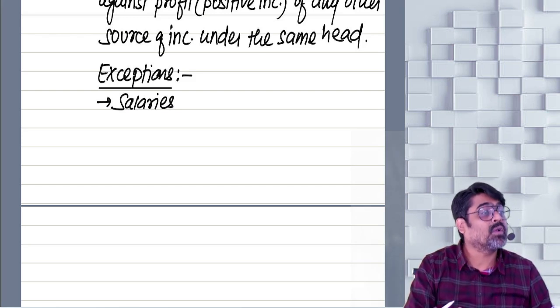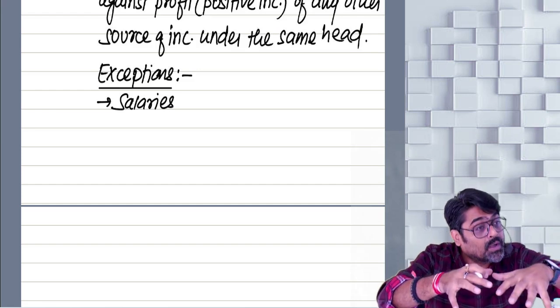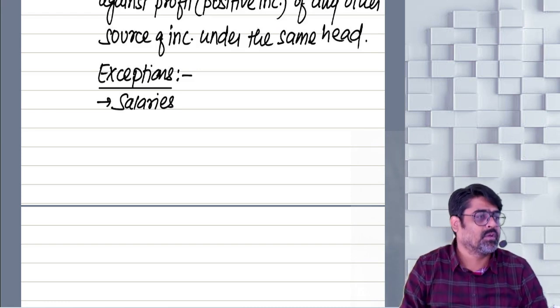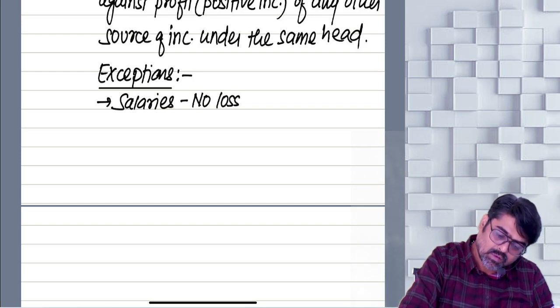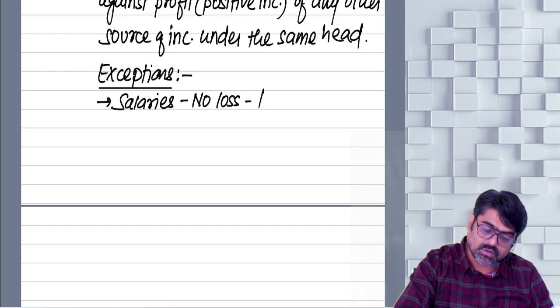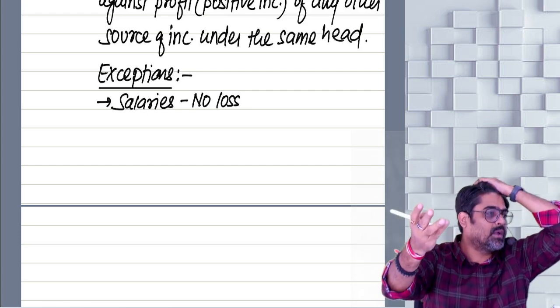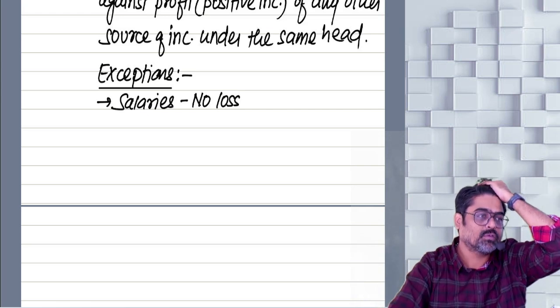Why will you not get loss under the head salary? Because the taxable income is more and the available deduction is very little. Hence, there will be no loss. So ignore this situation, ignore the head. First head is done. In the head salary, you will calculate taxable income only. There will be no loss.